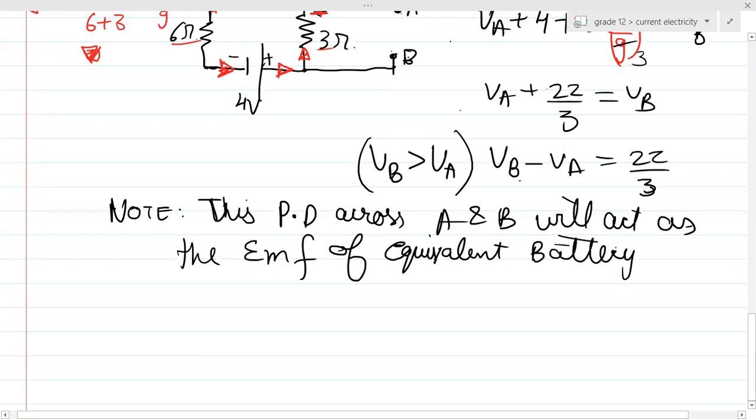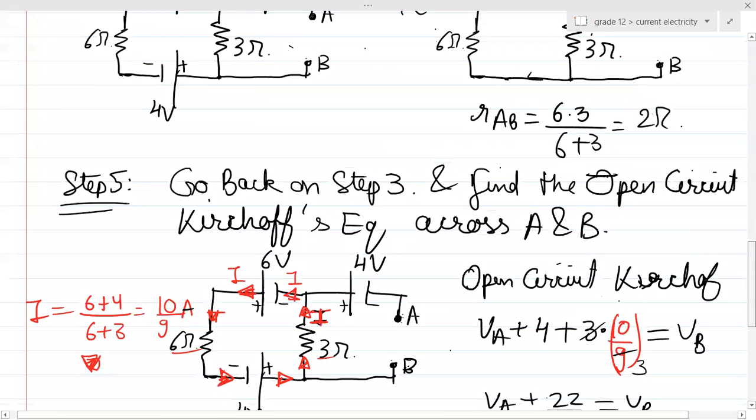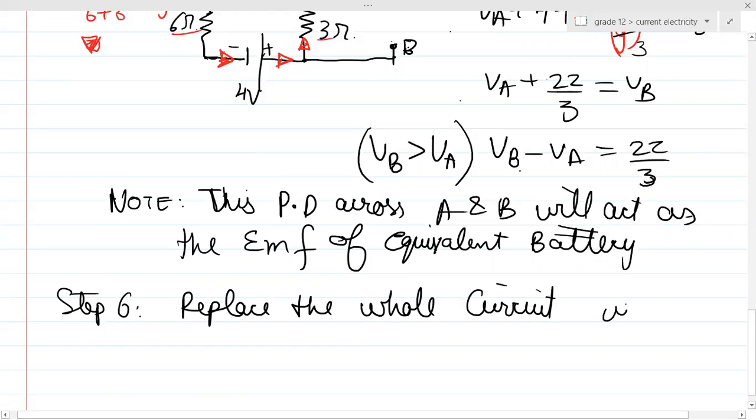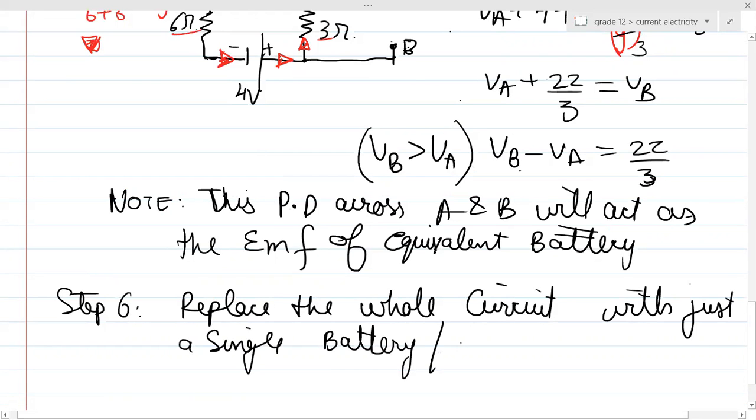So basically what will you do? You will replace just the whole circuit. Which step is this? Step 5 or step 6? Replace the whole circuit with just a battery. A single battery. And a single internal resistor.